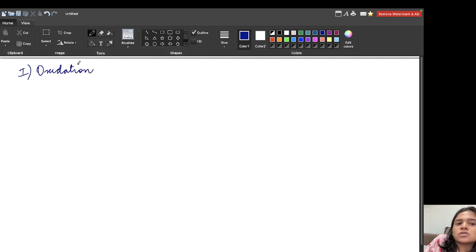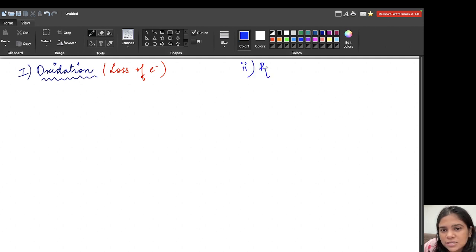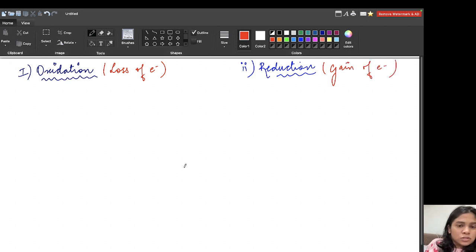Just remember what oxidation is. We'll study in detail what oxidation is in redox reactions. For now just remember oxidation means loss of electrons, and reduction means gain of electrons. Just the opposite. Oxidation means loss, reduction means gain of electrons. Just remember this, otherwise you will get confused. So in the apparatus which we saw before this picture, what was happening?